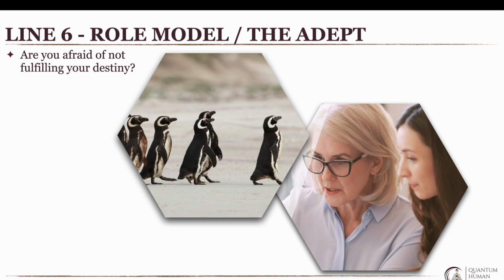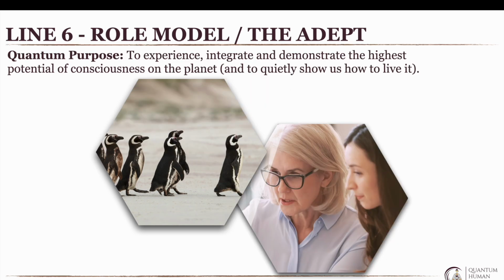And in embodying that, they just very quietly show other people how to do the same, not in their way, not as the role model, but just as themselves. So when you move into that final phase, the 6-line phase is the adept and has the purpose of experiencing, integrating, and demonstrating the highest potential of consciousness on the planet, and quietly shows others how to live it. They literally become the role model.